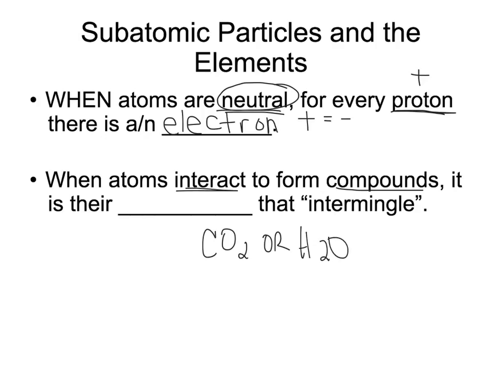When atoms interact with one another in order to form a compound, such as CO2 or H2O, it is the electrons that intermingle with one another. There are several different ways that compounds can form, or the elements can bond to one another, but you'll learn about those in chemistry.